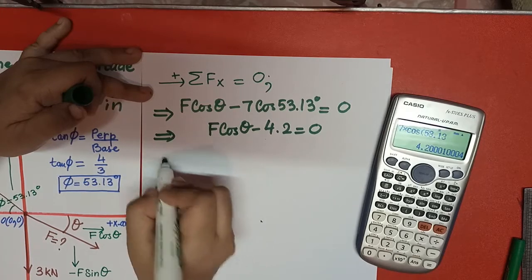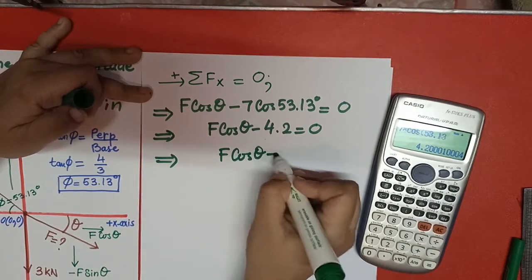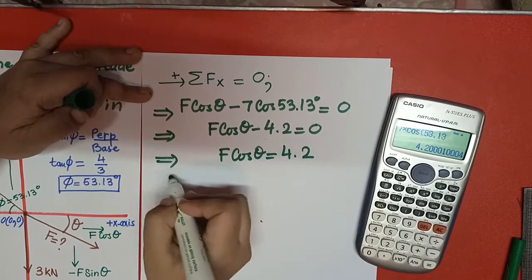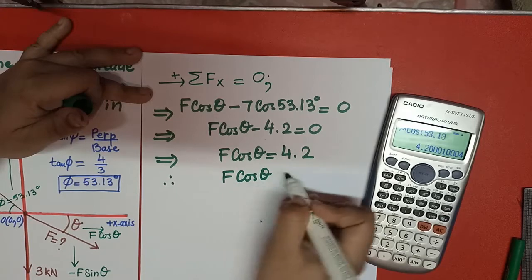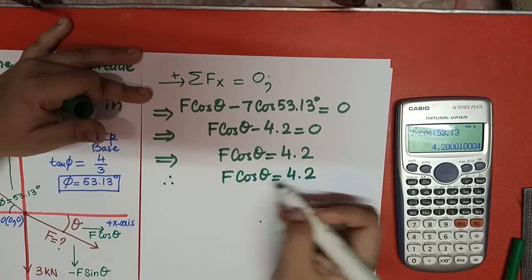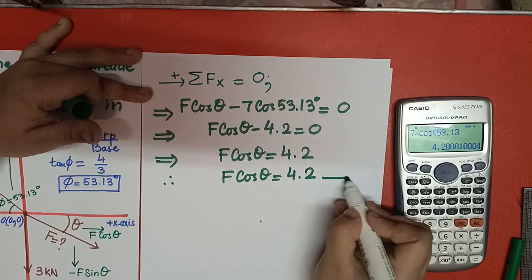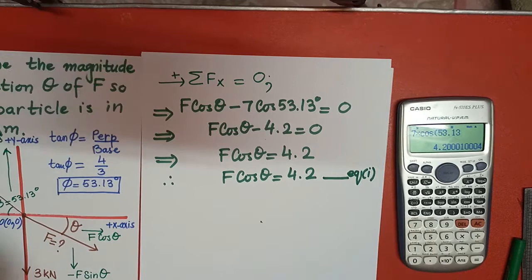So f cos theta is equal to 4.2. Therefore I can write f cos theta equals 4.2, but two things are unknown: one is the force F, another one is theta. So I cannot solve this yet, so I am calling this equation number 1.